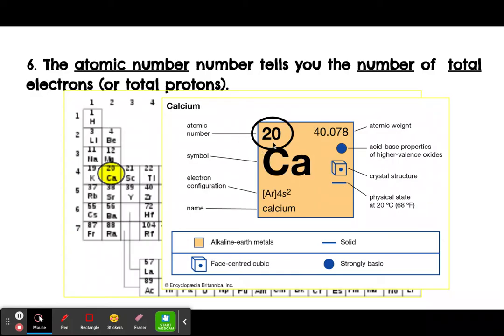Number 6, the atomic number, which is always either at the very top in the middle or in the corner, tells you the number of total electrons or total protons. So in this case, if we're looking for the valence electrons, might be 2, but calcium has 20 total electrons, and it does have 20 protons in the middle of it in the nucleus.